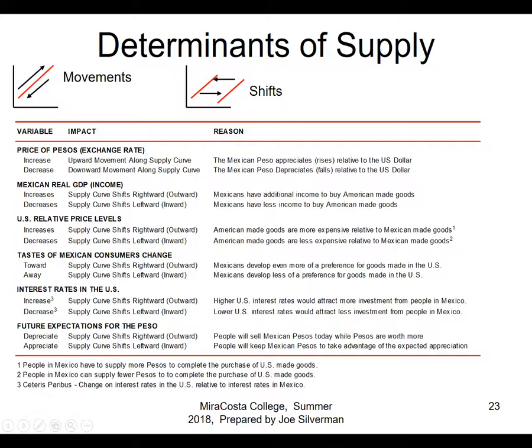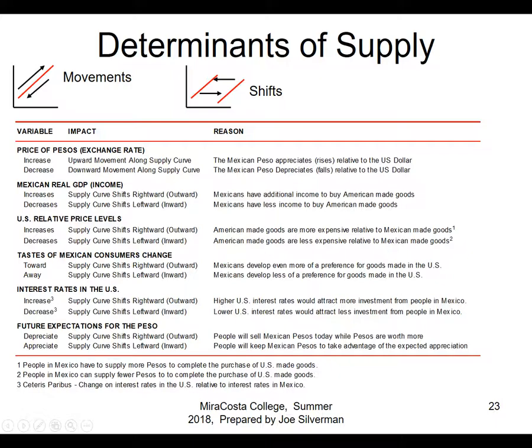If, on the other hand, the price of these U.S.-made goods goes down for whatever reason, and again, people in Mexico are committed to buying these goods anyway, then the good news is that because the prices have gone down, they don't have to supply as many pesos, so we'd show that as a supply curve shifting to the left.